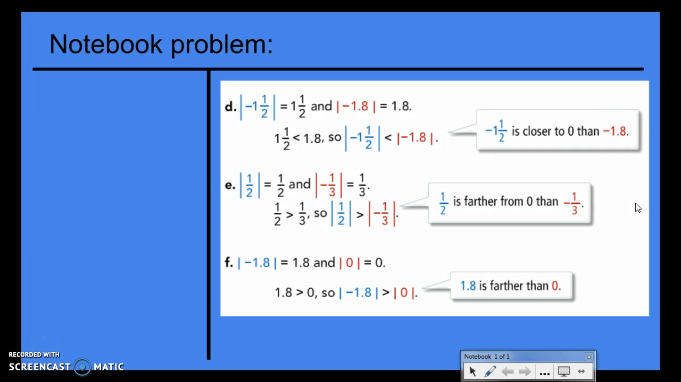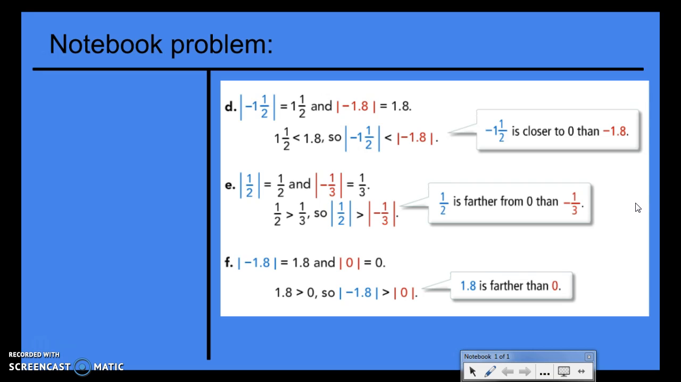Alright, so for answer D, we're comparing a mixed number and a decimal with each other. And when I'm comparing a mixed number and a decimal, sometimes it's easier to turn them both into mixed numbers instead of having 2 decimal places, especially if you're going to find those places on a number line.